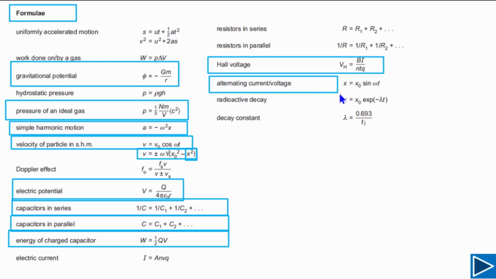Next one is about alternating current or alternating voltage. So this is the basic formula. If this is V, this will be V naught. If this is I, this has to be I naught. That's the reason they have written alternating voltage and current.